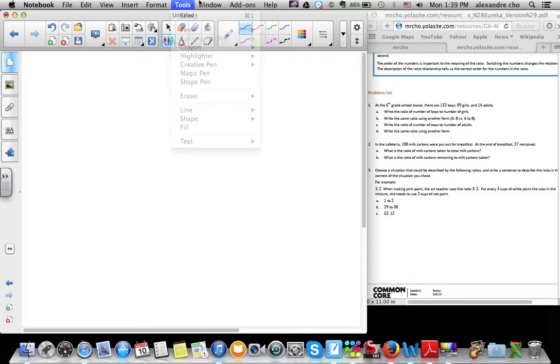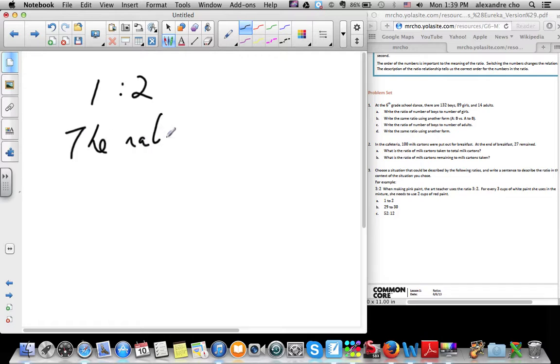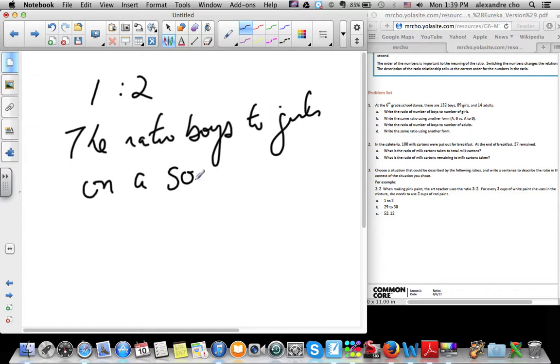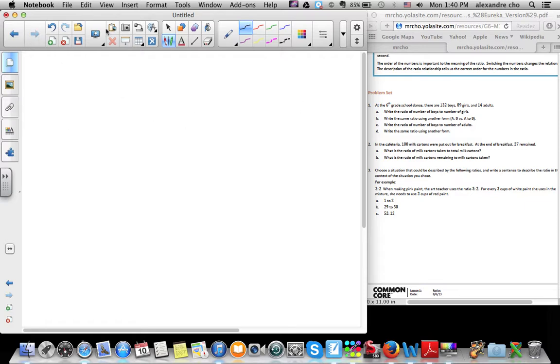So here, 1 to 2. You can make a simple ratio or simple statement. The ratio of boys to girls on a soccer team is 1 to 2. So for every boy, there are 2 girls on that particular soccer team. You can do the same thing for 29 to 30 and 52 to 12, but obviously be creative and create a situation with that. Okay, so that was page 3.